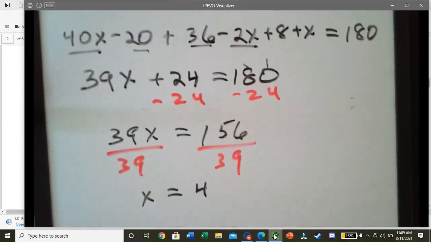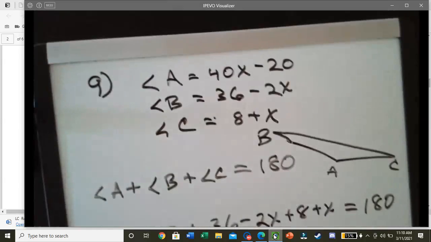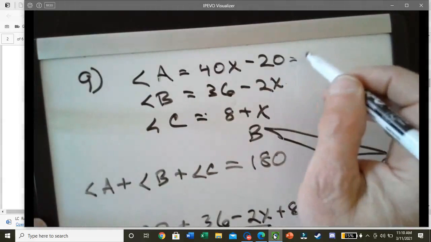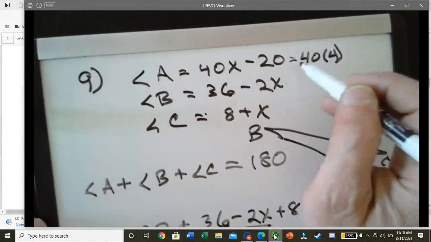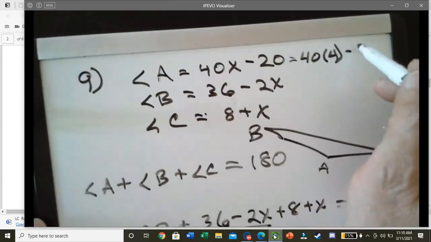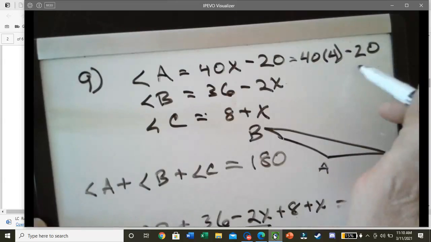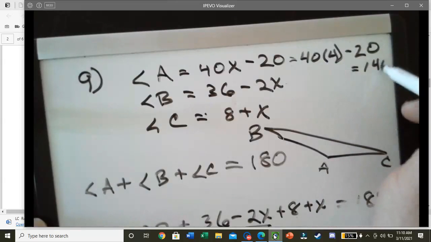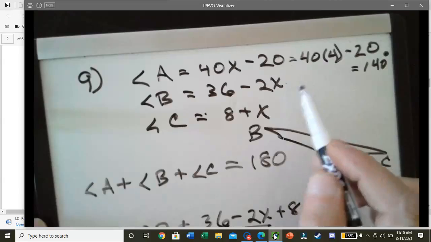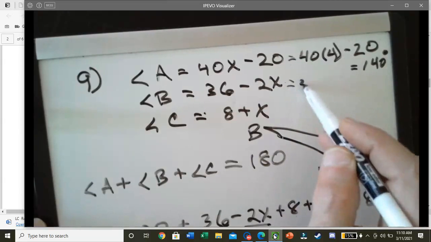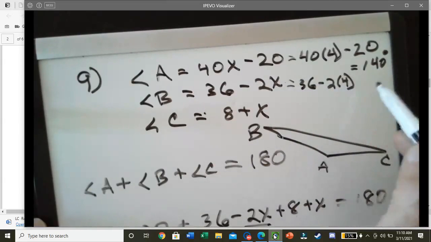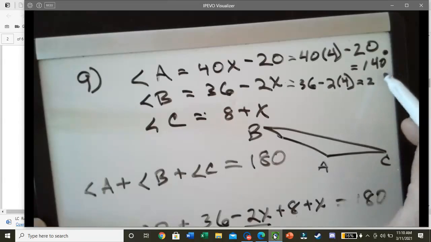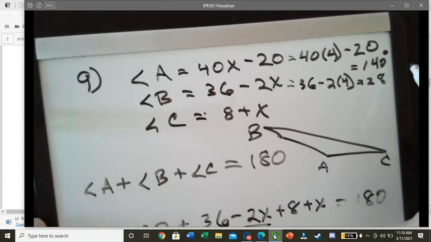But that's not our answer, right? What do we have to do now? Yeah, substitute them back into each one. So 40 times 4 is 160. 160 minus 20 is going to be 140, right? So that's 140 degrees. And so the next one is going to be 36 minus 2 times 4 is 8. So 36 minus 8 is 28.